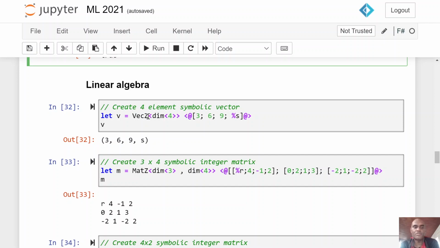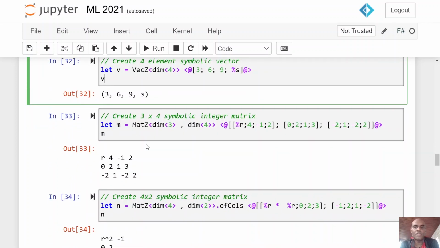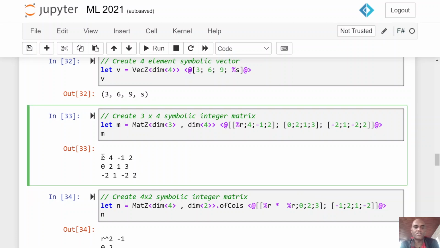For linear algebra, the interesting thing is that we're actually using type level arithmetic. So we're defining a vector as a vector of length 4. And in this particular vector, the length of the vector is encoded into the type. So we have a vector here, and we're declaring a matrix as a 3x4 matrix. So this is a fully symbolic matrix.